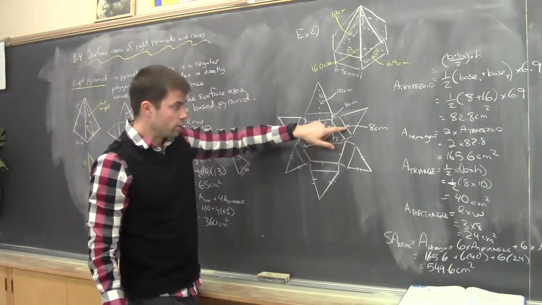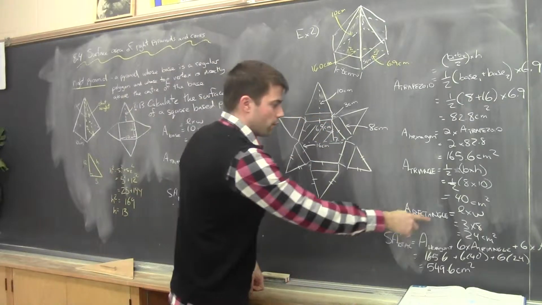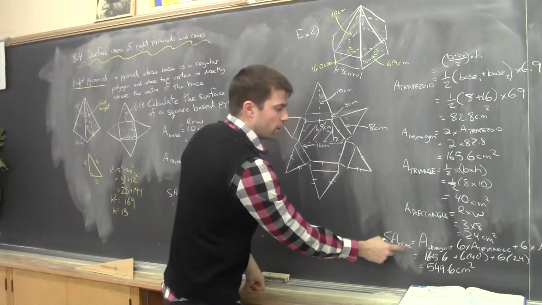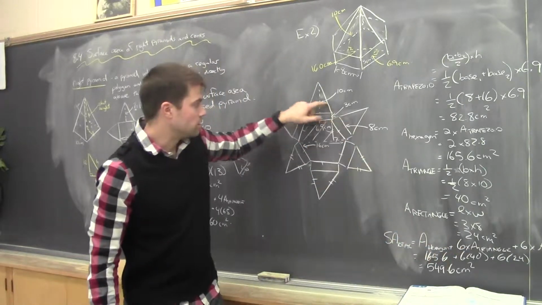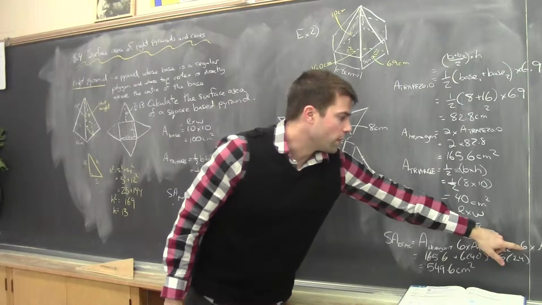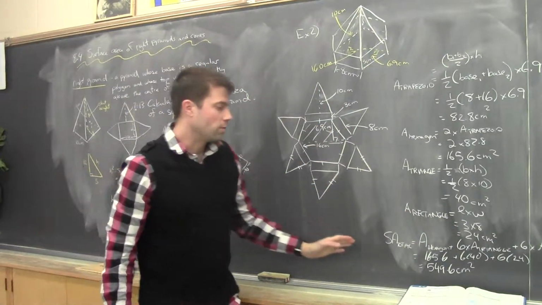The rectangles, we know that the length is 8 and the height is 3, also given. So we have our rectangles. The only trick when finding the total surface area is you need to multiply those triangles by 6, because there's 6 of them, as well as for the rectangles. Multiply by 6 because there's 6 of them. And then add them all up.